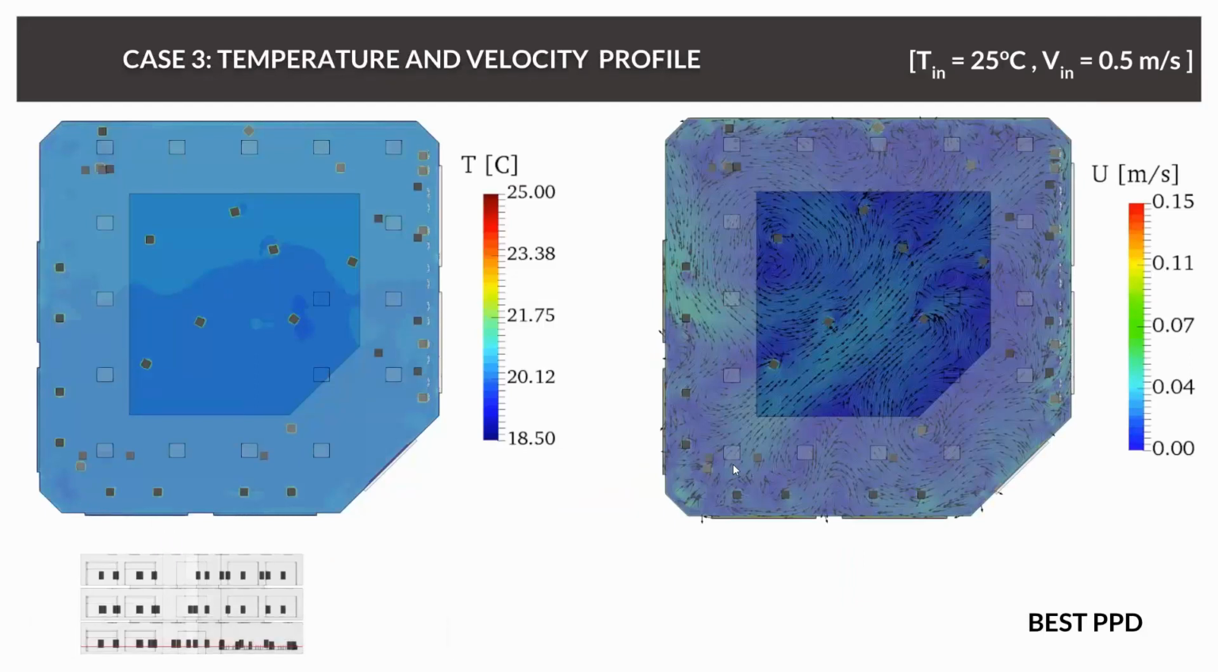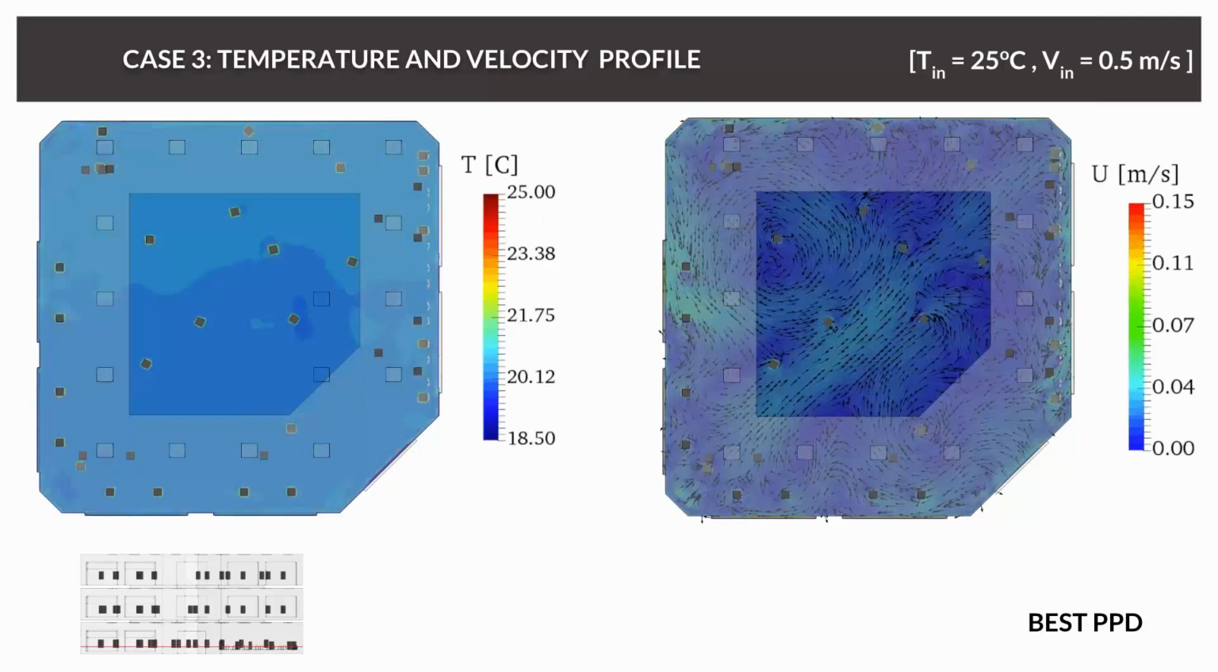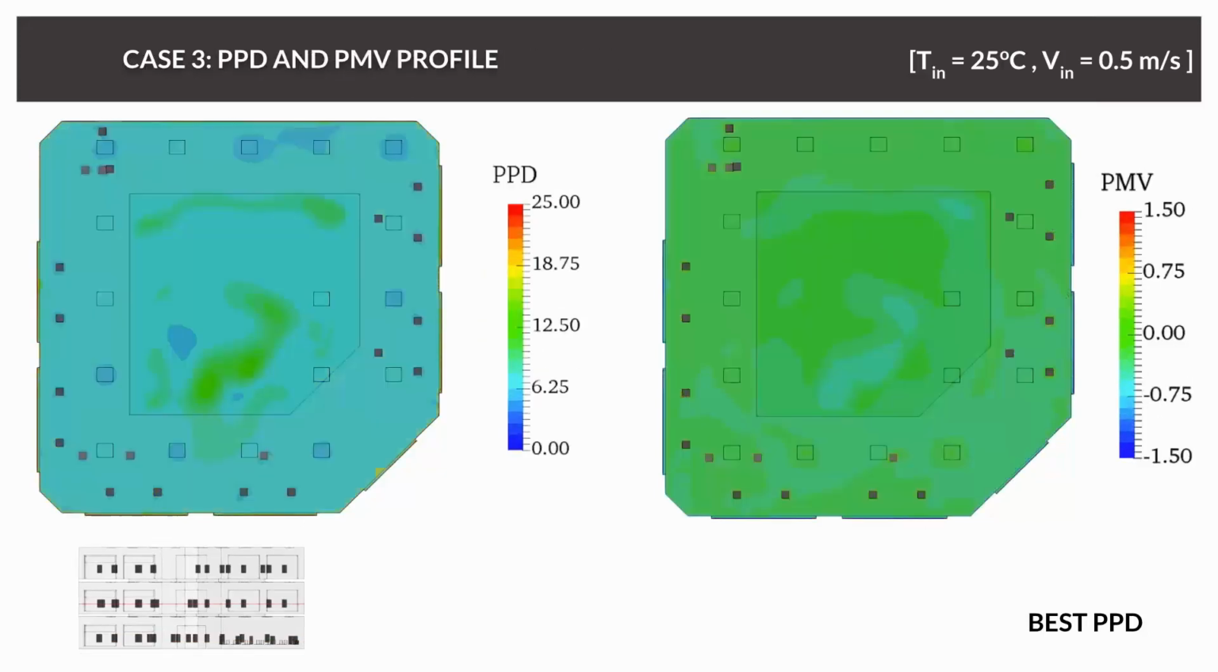And if we now compare the temperature profile, and again we're taking a look at the first, second, and third floor, temperature and velocity are not so interesting right now, but what is interesting is PPD and PMV. And obviously now on the first floor, the PPD is not optimal, but if we go further to the second floor, you can see that immediately things are looking much better, and actually now on the second floor the PPD is perfect and everybody is in very good thermal conditions.